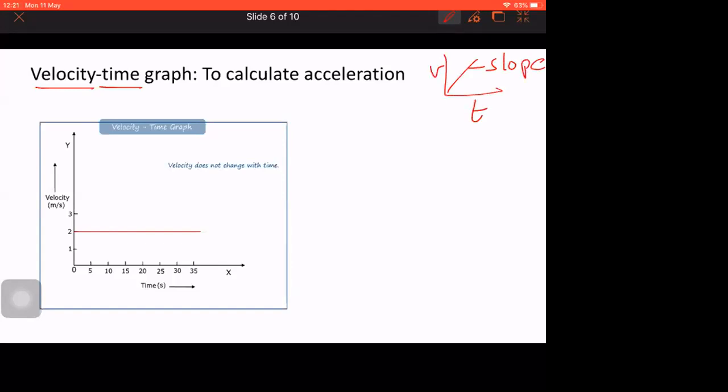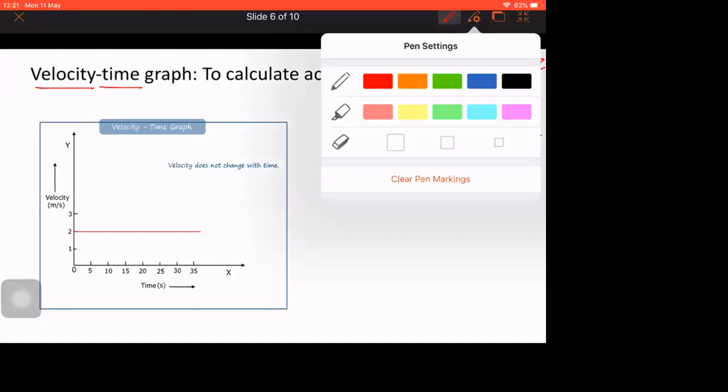Slope is equal to y-axis by x-axis. So my slope should give me velocity divided by time, which is equal to acceleration. Here, the slope of a velocity time graph will give you acceleration only. Very, very, very important. Slope of a distance time graph will give you speed. Slope of a velocity time graph will give you acceleration only. First, let's make this point clear. Now we'll go to the next thing.